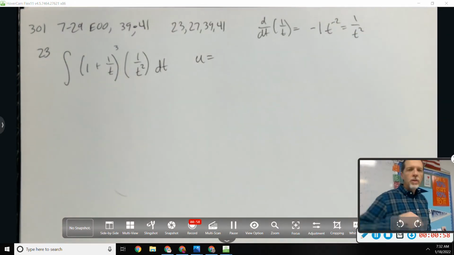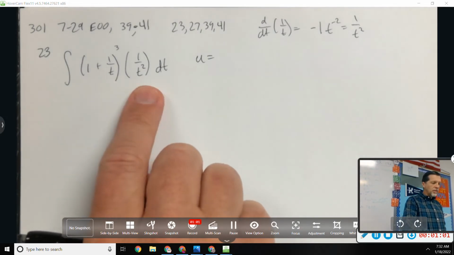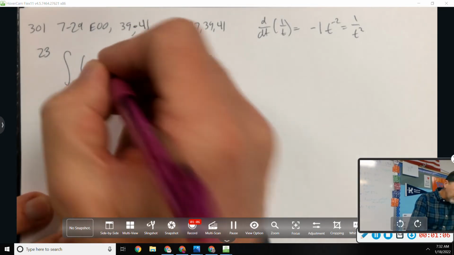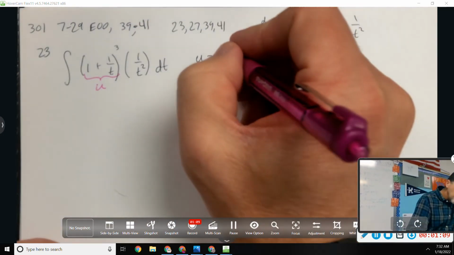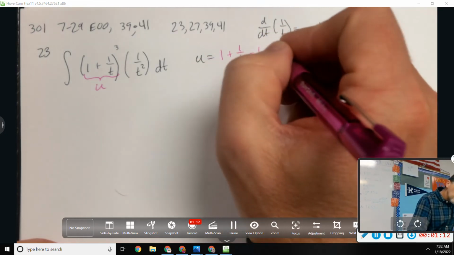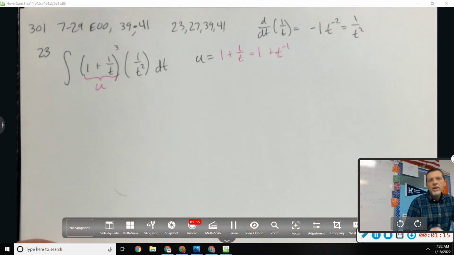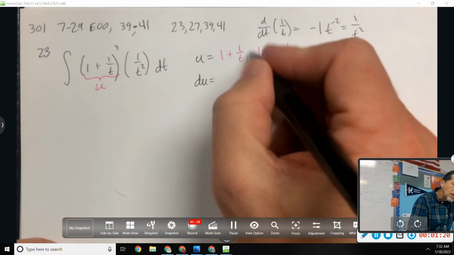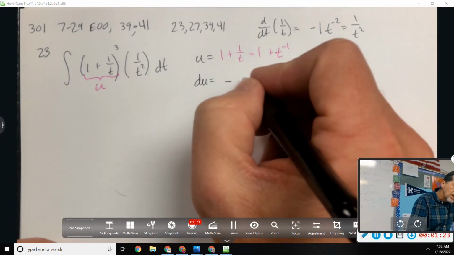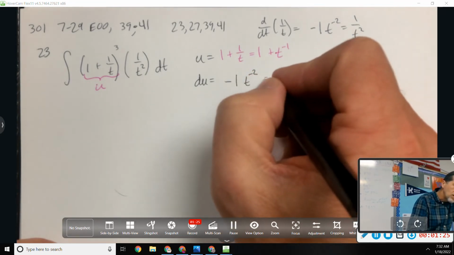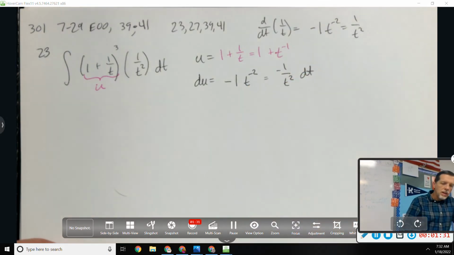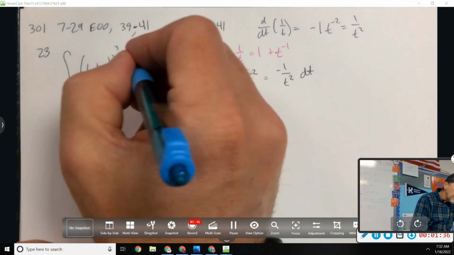And so when I see 1 over t and 1 over t squared, I know that if I let all of this be u, right, because the 1's not really going to do anything, 1 plus 1 over t, or 1 plus t to the negative 1 if you want to write it as an exponent, then du would be, especially looking at this piece of it, negative 1 t to the negative 2, or negative 1 over t squared dt, which is almost what we have. We need a negative in there, but that's an easy fix.